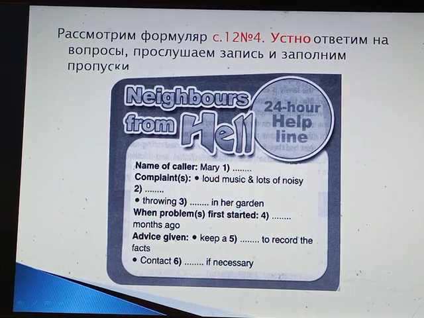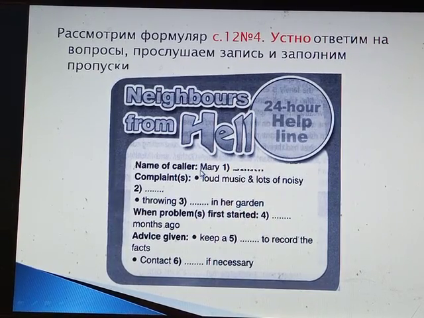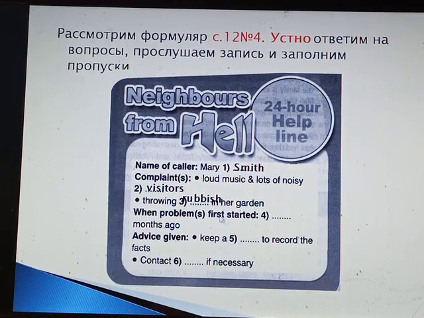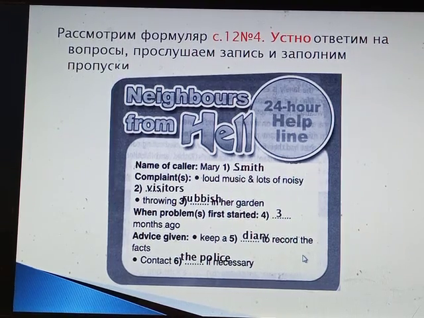Now let's check. Name of caller, Mary Smythe. Complaints, what are her problems? Loud music and lots of noisy visitors. Throwing rubbish in her garden. When problems first started? 3 months ago. Advice given. Keep a diary to record the facts. Contact the police if necessary. I hope you managed to complete the form.